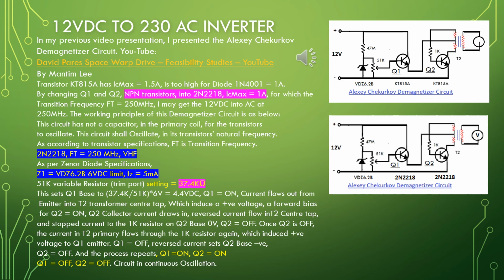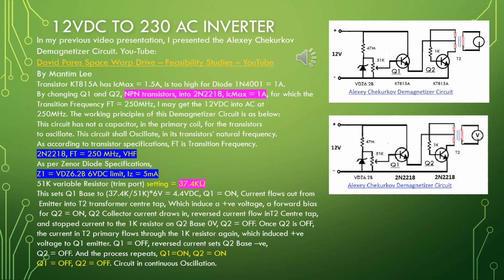Transistor KT815A has IC maximum equal to 1.5 ampere, which is too high for the diode 1N4001 equal to 1 ampere. By changing Q1 and Q2, the NPN transistors, into 2N2218, the IC max equal to 1 ampere, for which the transition frequency Ft equal to 250 MHz, I may get the 12 volt into AC at 250 MHz. The working principle of this demagnetizer circuit is as below.